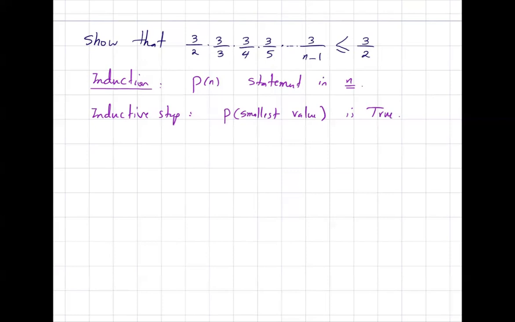Okay, so what is the smallest value here? When you're writing P of n, n equal to 3 gives you the smallest value. So here you have P of 3. P of 3 is basically saying that if I multiply 3 divided by 3 minus 1, it must be less than or equal to 3 divided by 2, but it is true all the time. Left-hand side is 3 divided by 3 minus 1, and on the right-hand side, you have 3 divided by 2, which is true all the time.